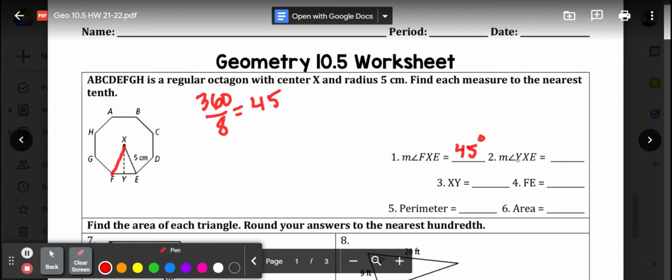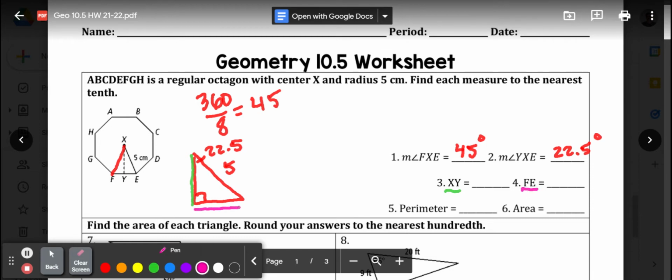And then YXE is going to be half of that, which is 22.5 degrees. Now, XY, we have to find that. So we're going to use our right triangle that we see right there. 5 is this piece, and then this is 22.5. We want to find XY, which is this line, and then we want to find FE, which is this line, or at least that's half of it. FE is the entire thing.